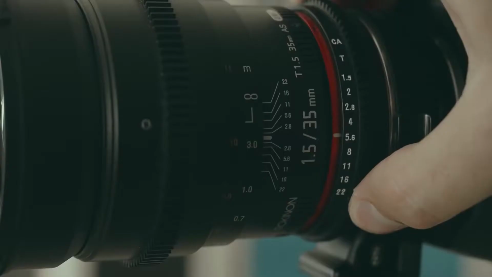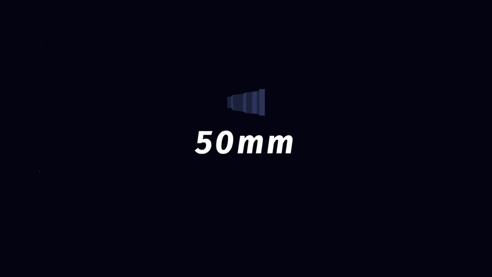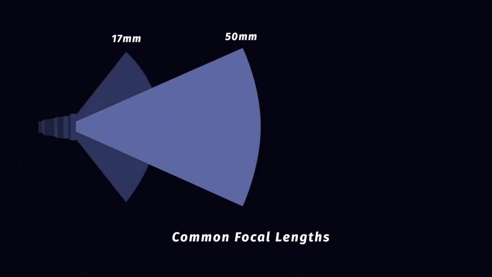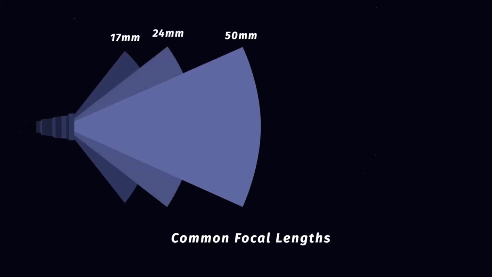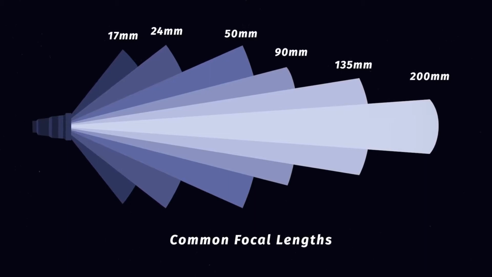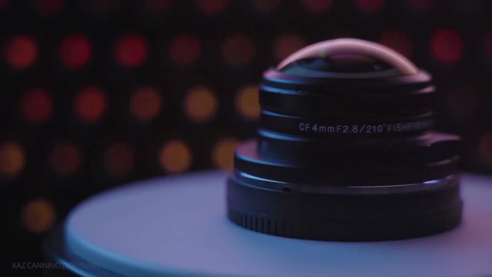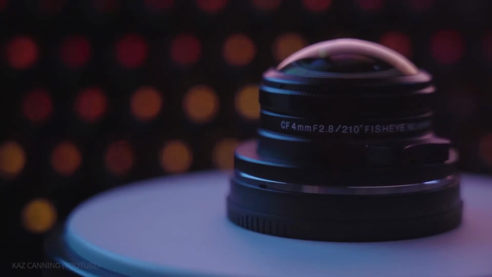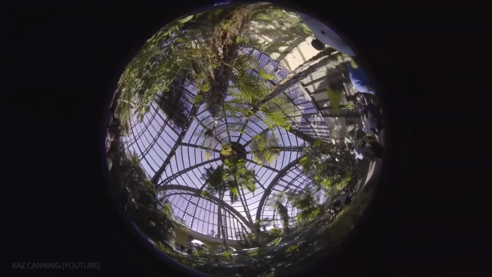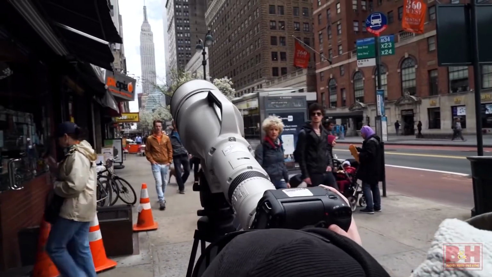Every lens is distinguished by its focal length expressed in millimeters, such as a 50mm lens. Some common focal lengths range from the wide 17mm lens to the narrow 200mm lens. However, some lenses have extremely short focal lengths, such as a 4mm fisheye lens, or extremely long focal lengths, such as a 1200mm telephoto lens.